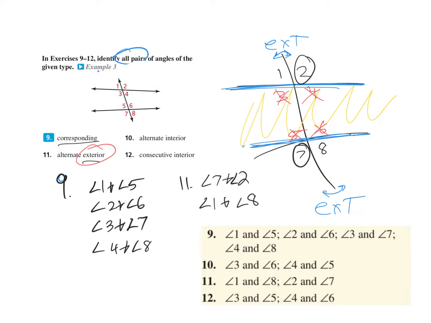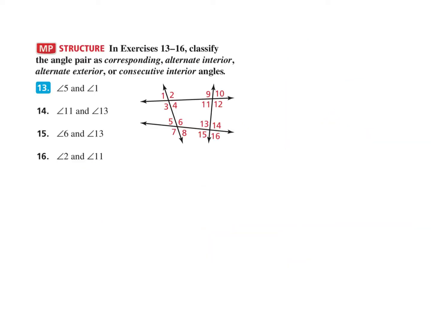All right, number 13. Now given the answer, how do we describe angle 5 and angle 1? So number 13, angle 5 and angle 1. From this intersection to that intersection, both of those are in the upper left-hand position. So that would mean they are corresponding angles.